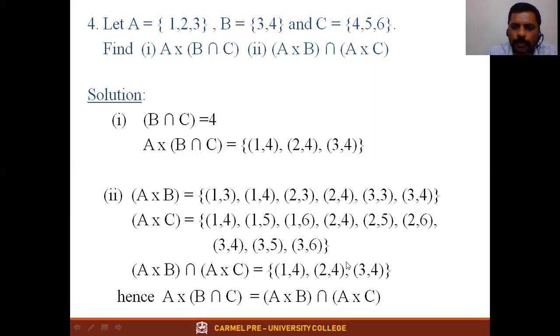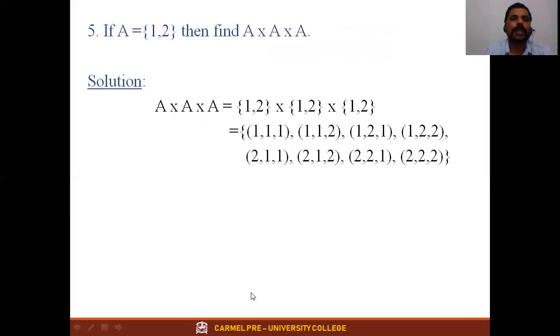See, both are equal. Not only for these three sets, for any three sets. When I say any three sets, by default I mean non-empty sets. A cross (B intersection C) is always equal to (A cross B) intersection (A cross C). The same thing holds good for union. I am not doing that sum because I have given you an exercise of the same type as an assignment. You are supposed to do the same with respect to union.